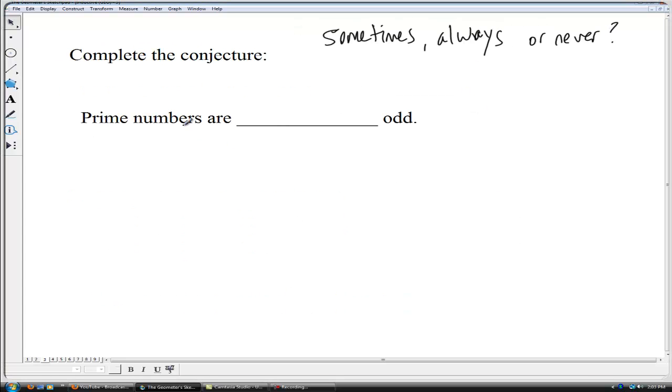Alright, once again, prime numbers are always, sometimes, or never odd. Well, let's list some prime numbers. What are some prime numbers? 11, 13, 15 is composite, 17 is prime, 19 is prime, 23 is prime. So my conjecture is that prime numbers are always odd.